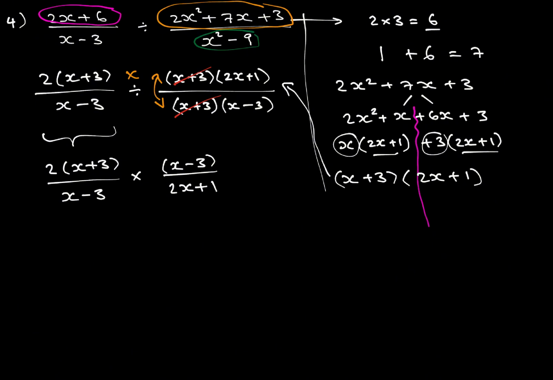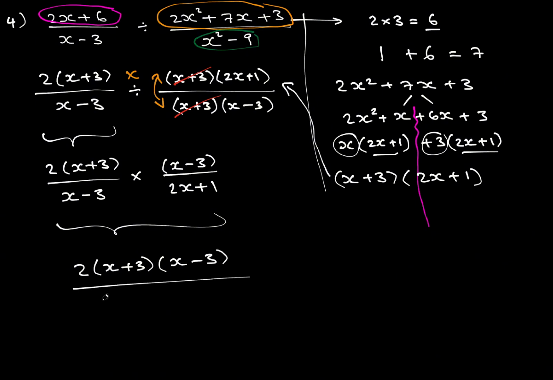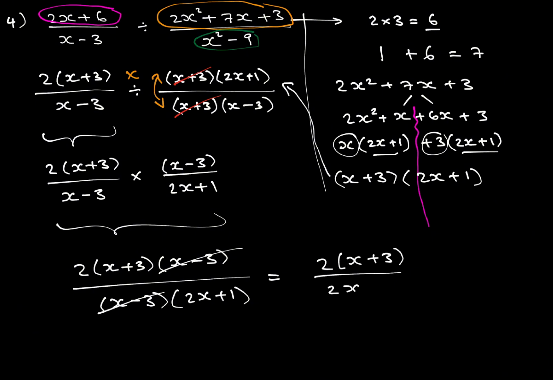Now, when you're multiplying fractions, all you've got to do is multiply the numerator and multiply the denominator. So I've just got to bring this together. So I've got 2 brackets x plus 3 multiplied by x minus 3 over x minus 3 brackets 2x plus 1. Hopefully at this stage you can see that x minus 3 is going to cancel in the numerator and denominator, and I'm just left with 2 brackets x plus 3 over 2x plus 1.